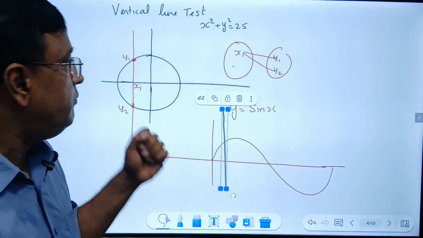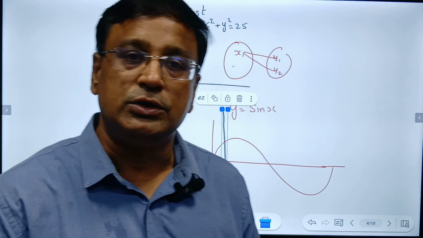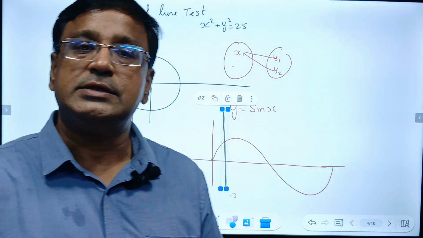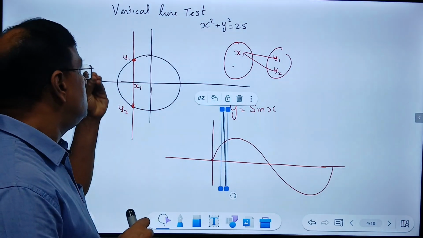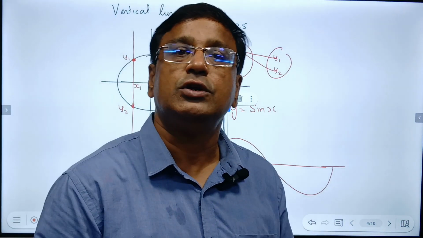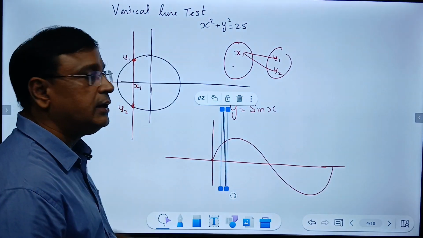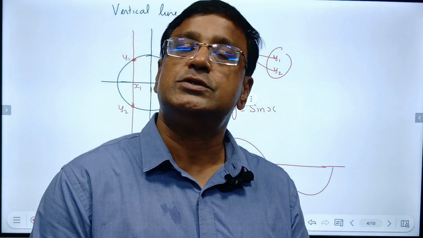Okay, that's why we have a separate chapter in class 11th called trigonometric function. Sine, cos, tan, secant, cosecant, cot, all are trigonometric functions. The vertical line test helped me to understand whether the given thing is a function or not. If the vertical line intersects the curve at more than 1 point, it's not a function.